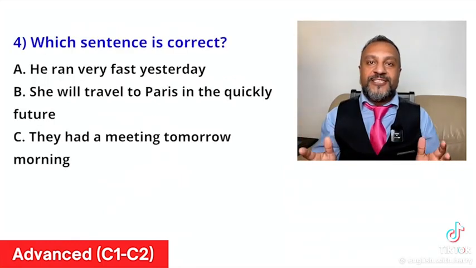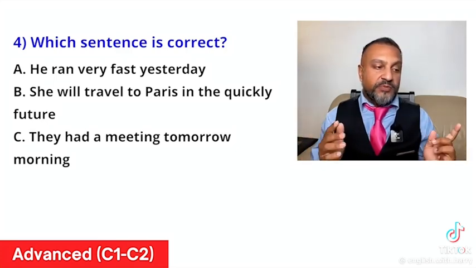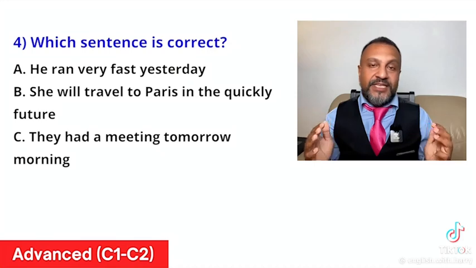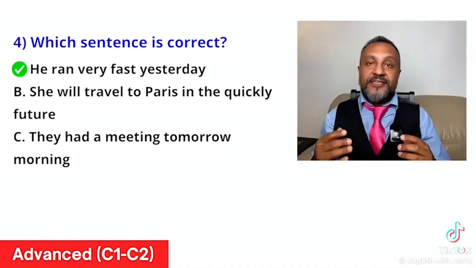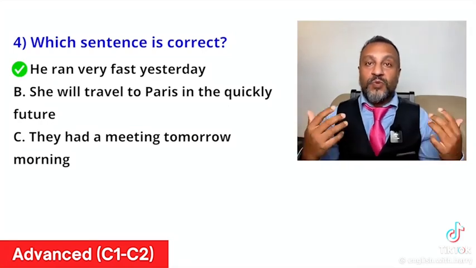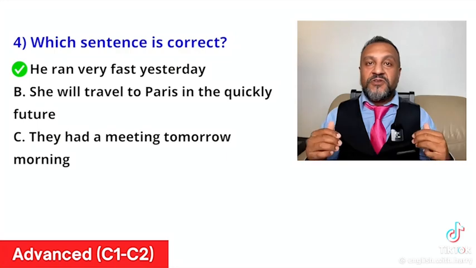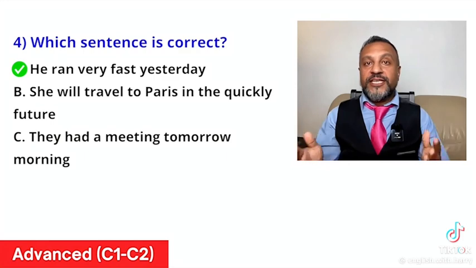Which is the correct sentence? He ran very fast yesterday. She will travel to Paris in the quickly future. They had a meeting tomorrow morning. The answer is he ran very fast yesterday, but why? This sentence is grammatically correct. The sentence uses the correct form of the verb ran and the correct time expression yesterday.